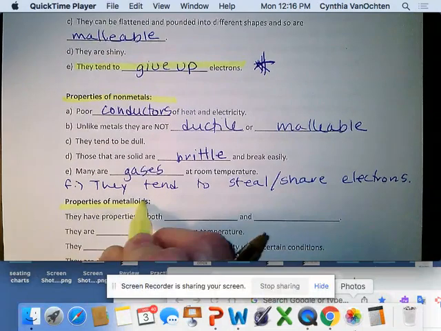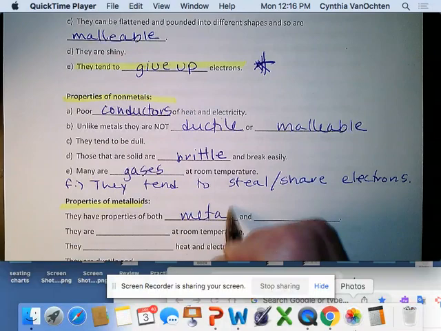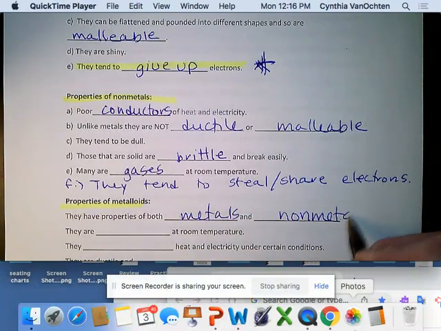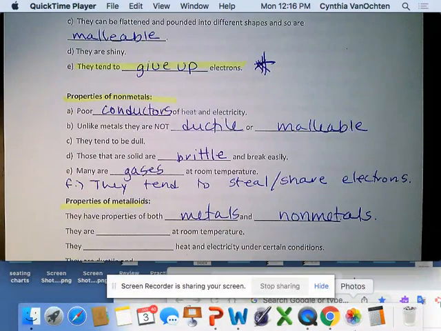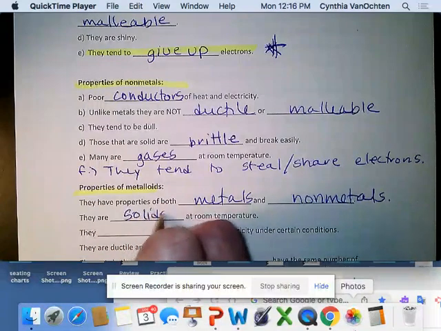Then finally, the metalloids, they have properties of both the metals and the nonmetals. So they share properties of both. And what those properties are depend on lots of different conditions, including maybe the temperature. So under certain temperatures, maybe the metalloid acts like a metal, and under other temperatures, it acts like a nonmetal. So they are solids at room temperature.